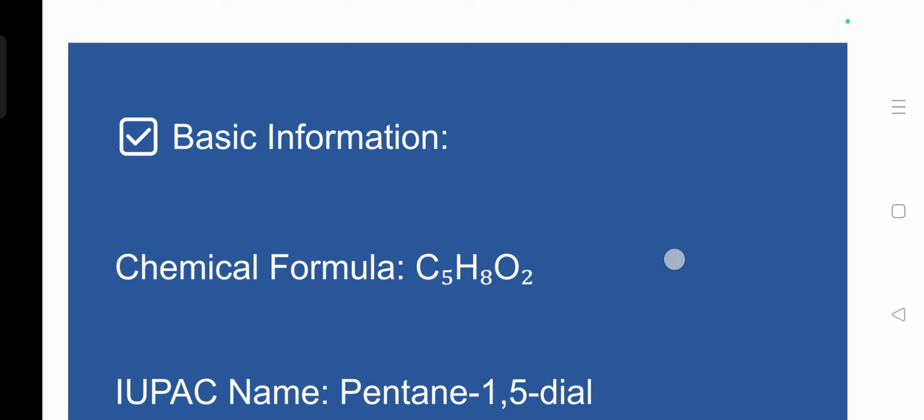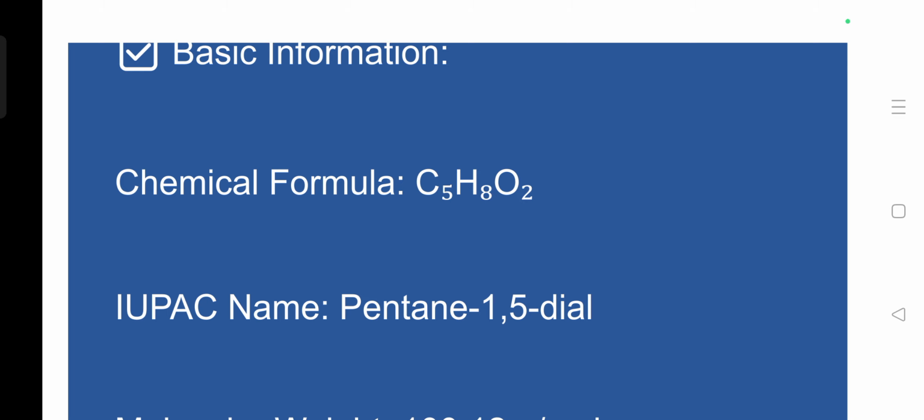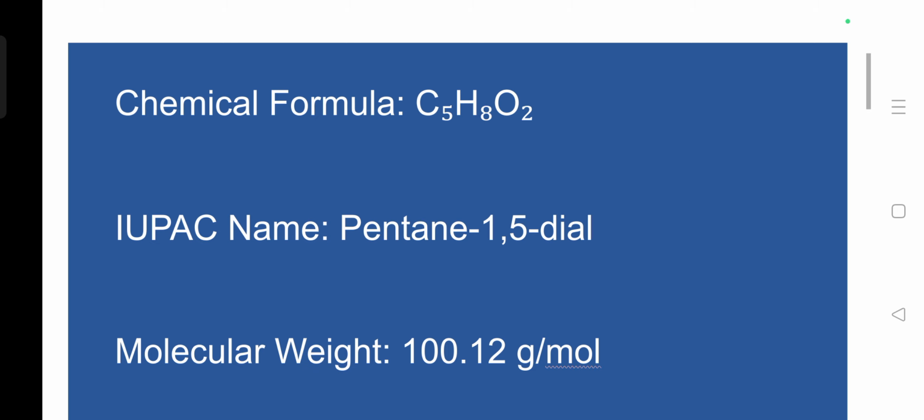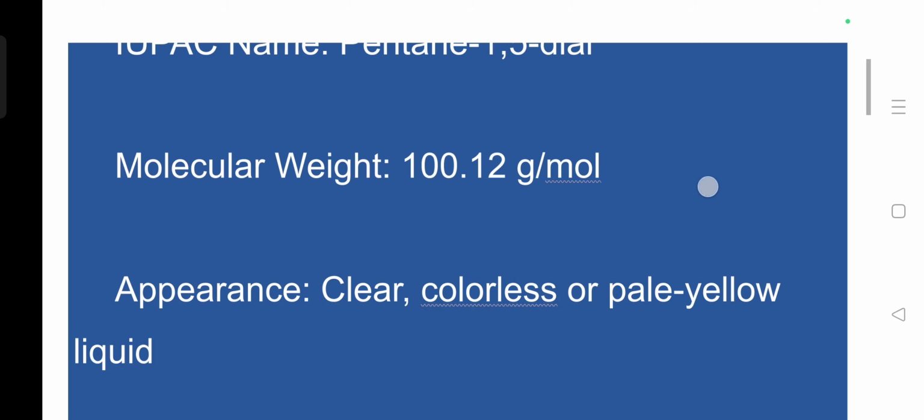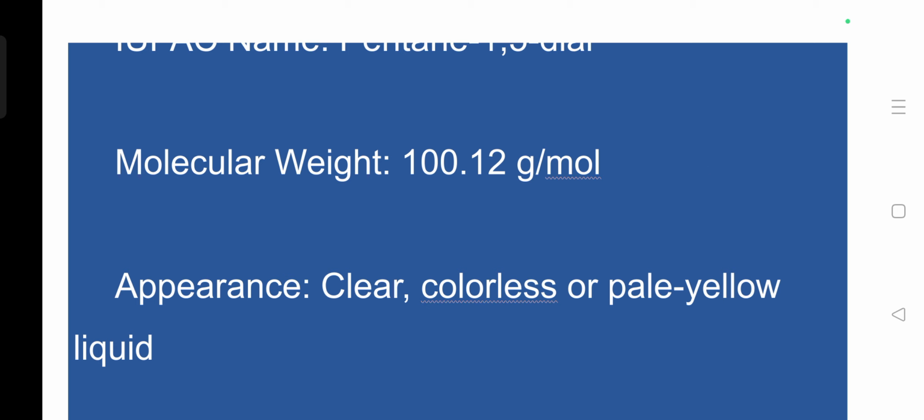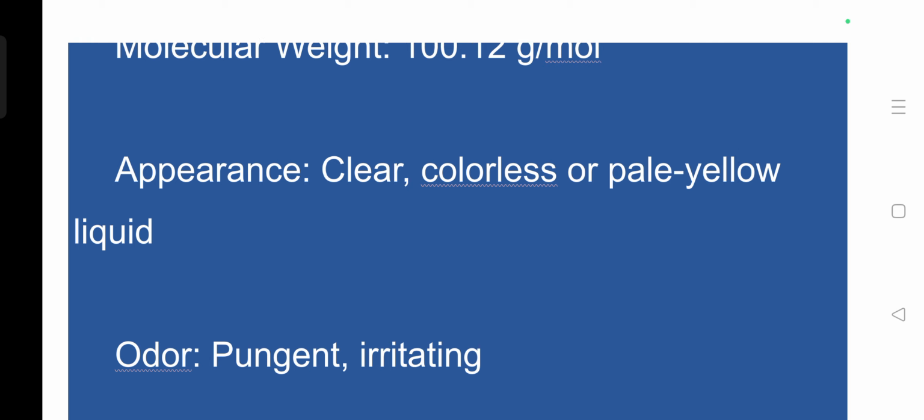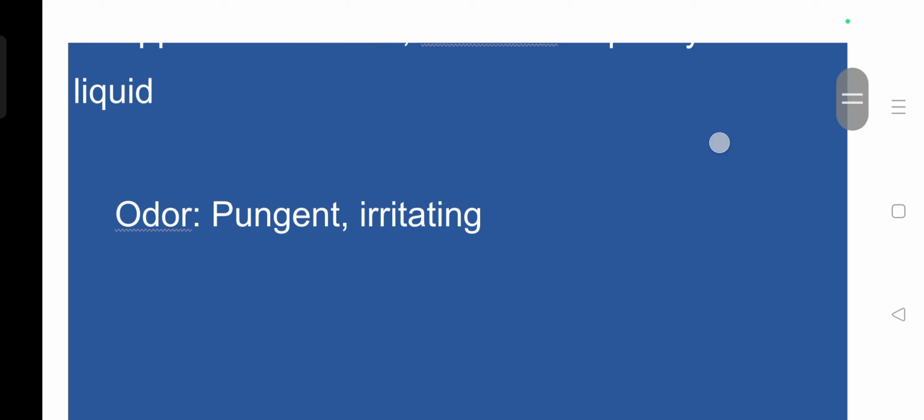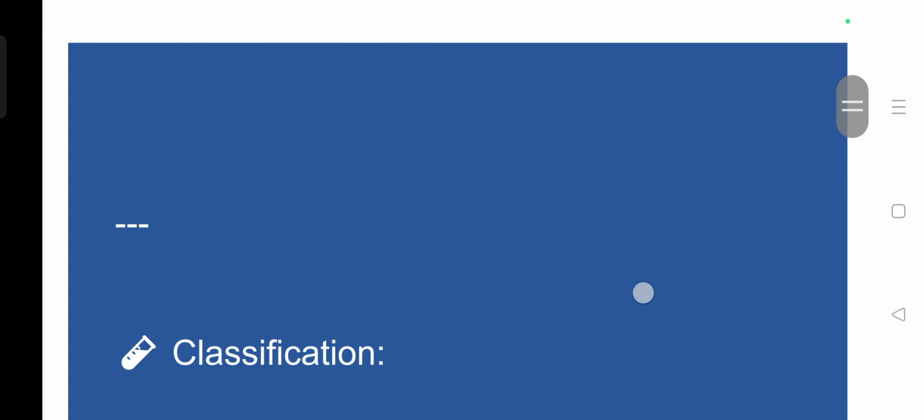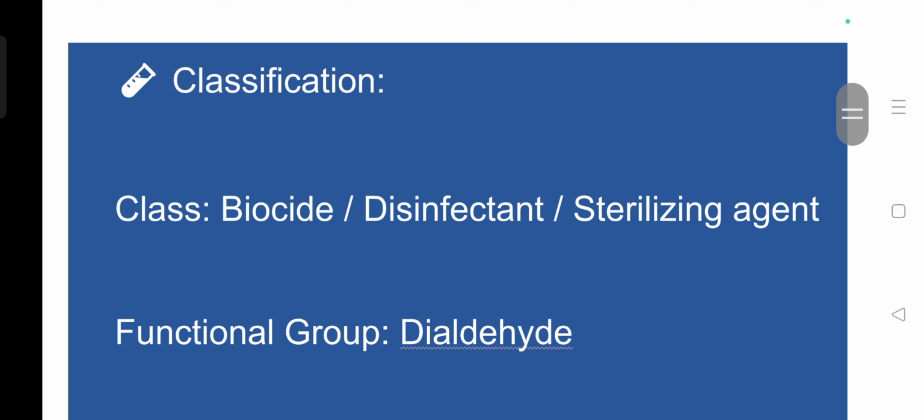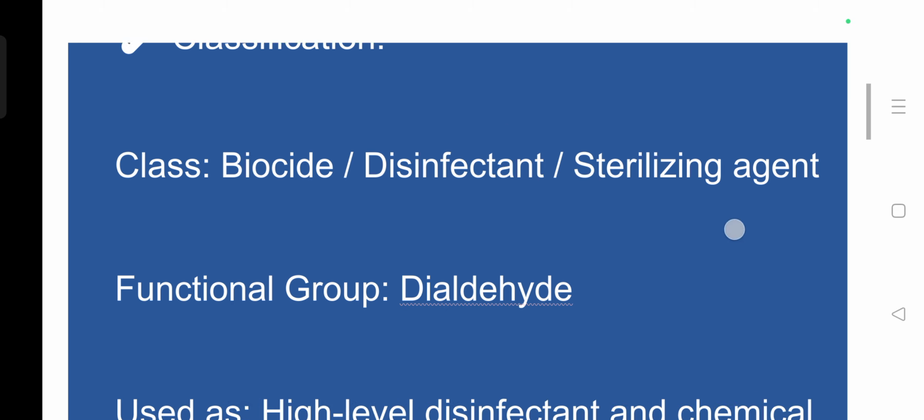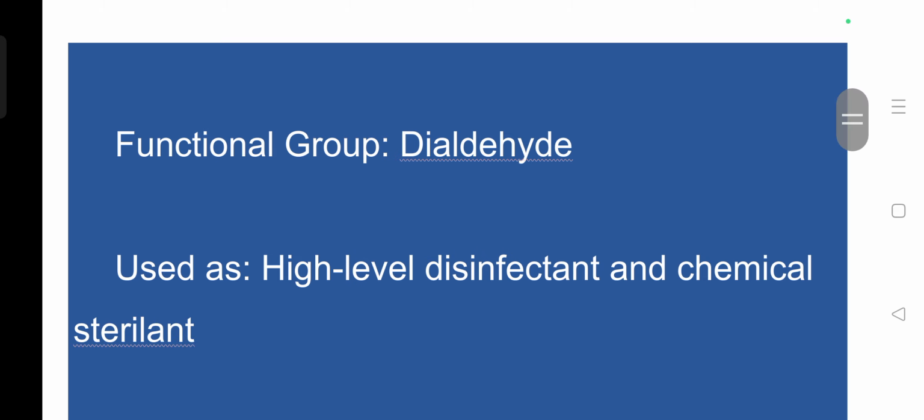The chemical formula of glutaraldehyde is C5H8O2. The IUPAC name of this glutaraldehyde is pentane-1,5-dial. Molecular weight is 100.12 grams per mole. Appearance is a clear, colorless to pale yellow liquid. Odor is pungent and irritant. The classification: the class is biocide, that is disinfectant, sterilizing agent. Functional group is dialdehyde, used as a high-level disinfectant and chemical sterilizer.